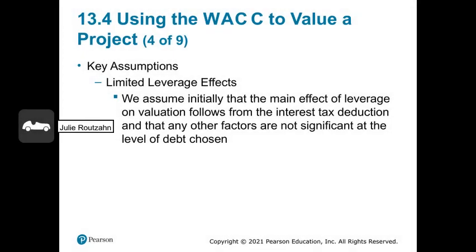A third assumption is that we have limited leverage effects. So we're assuming that initially the main effect of the leverage on valuation, right, this is the percentage of debt that we have, follows from the interest tax deduction, and that any other factors are not significant at the level of debt chosen. Right, so if you go back and think about what we learned in our bond chapter about all the different levels of risk with the different bonds based on the firm's standing, the AA, AAA rating system. So what we're saying here is that there's not going to be any effect on that level of risk based on the debt.